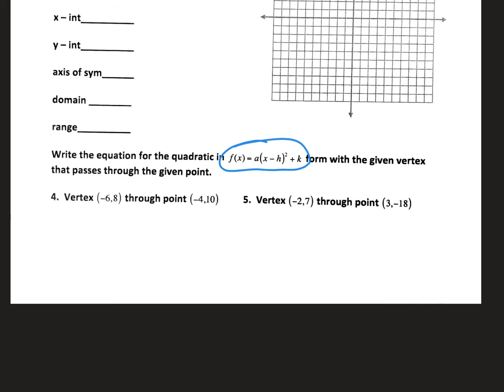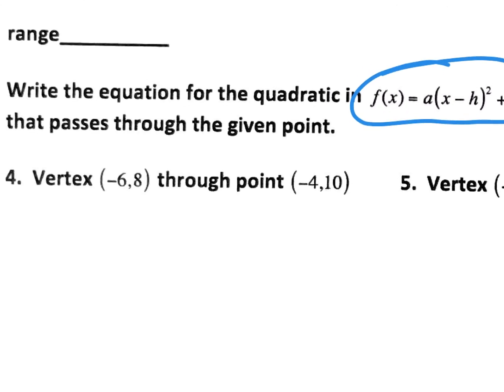The first thing we're going to do is label, okay, this is my H, this is my K, because it's my vertex. And then this is a random point that's on the parabola. So when we were doing y equals mx plus b, you would solve it by plugging in the random point for x and y. You'd plug in the slope, and then we'd find b, correct?